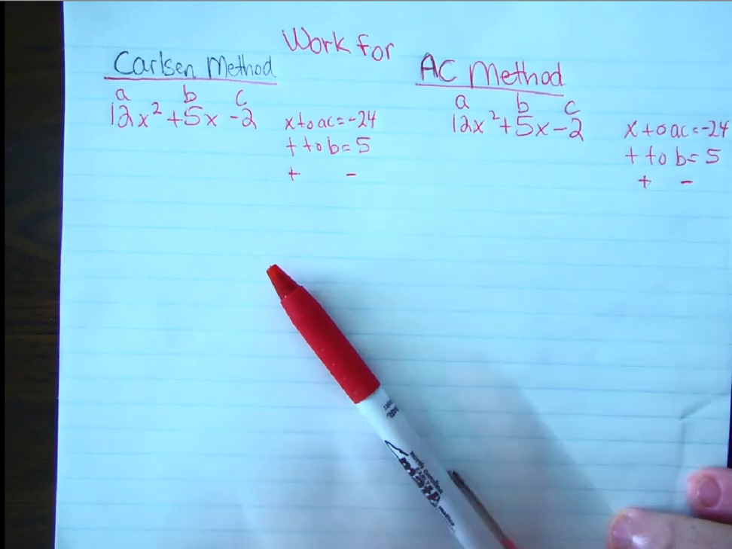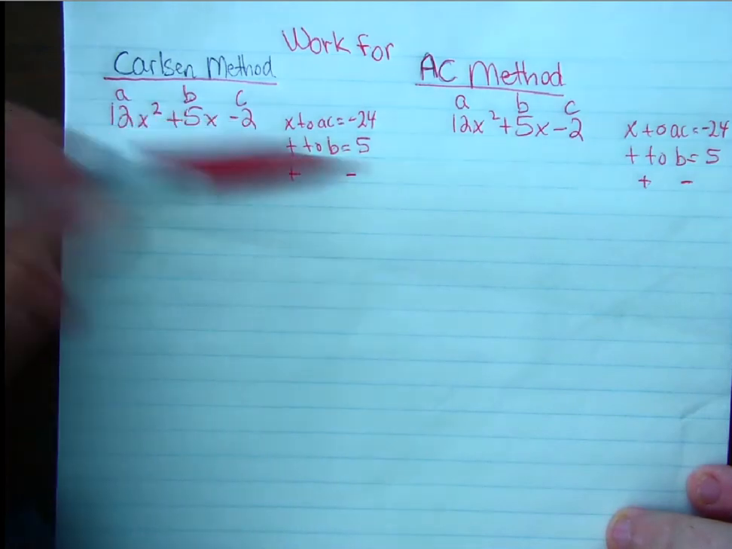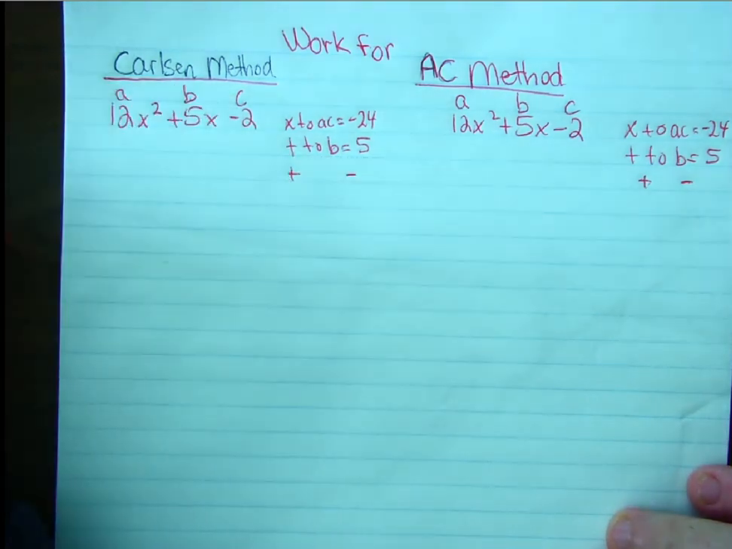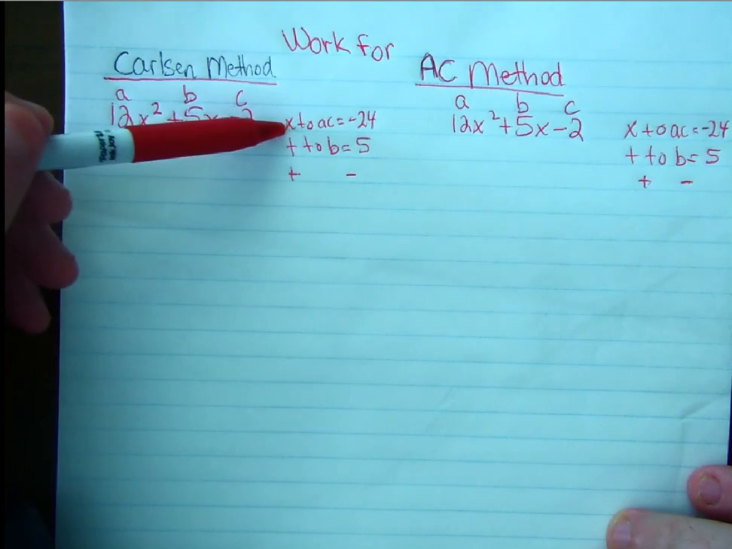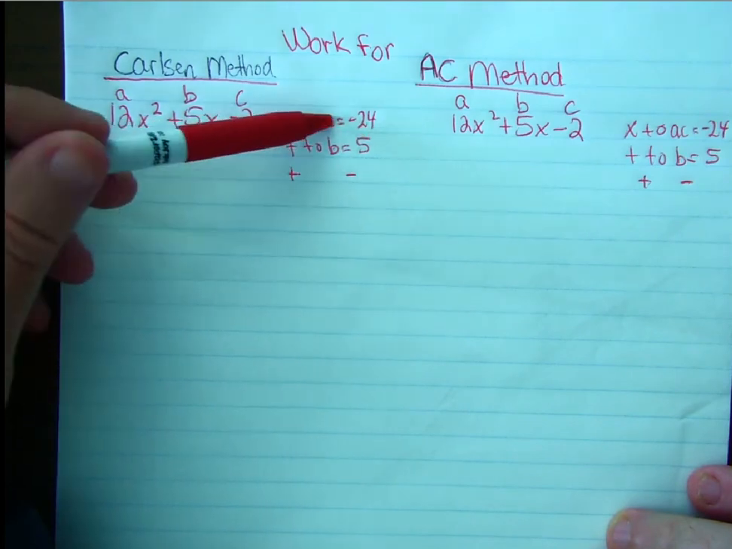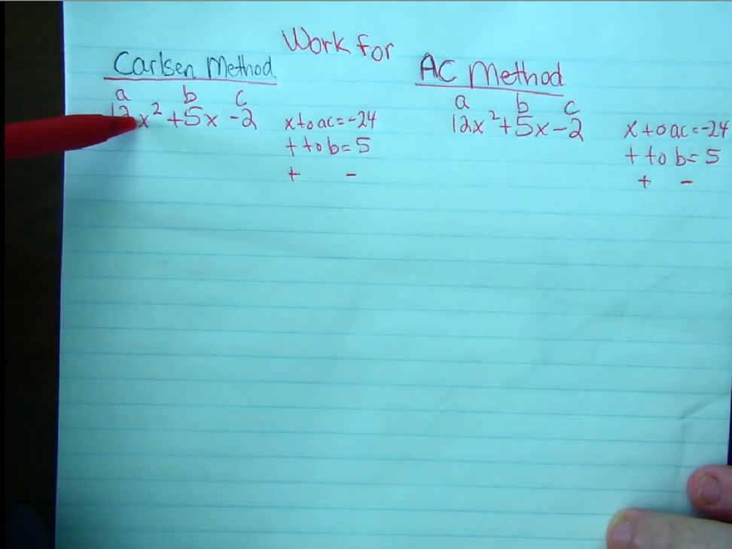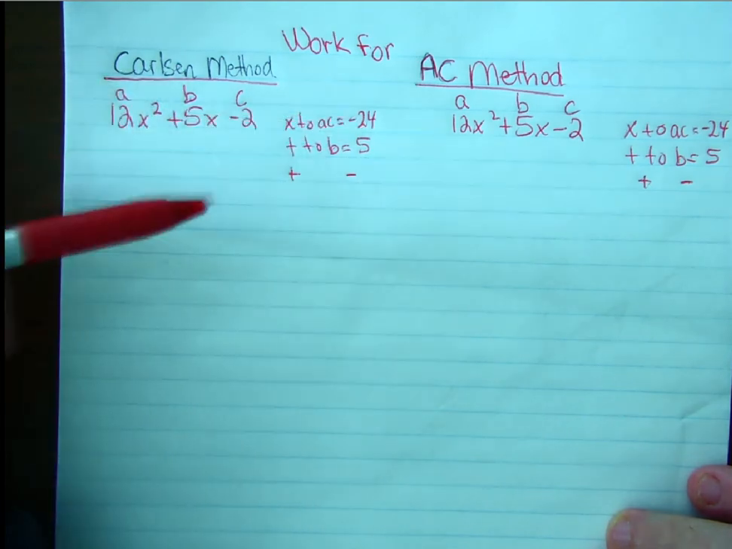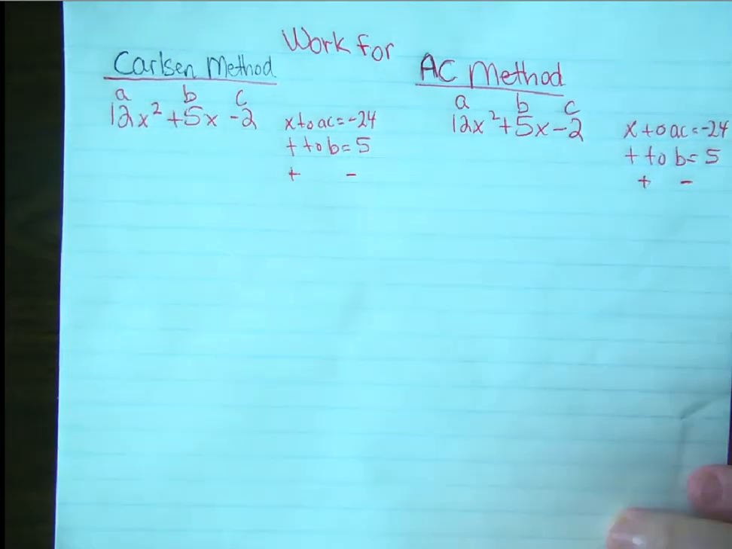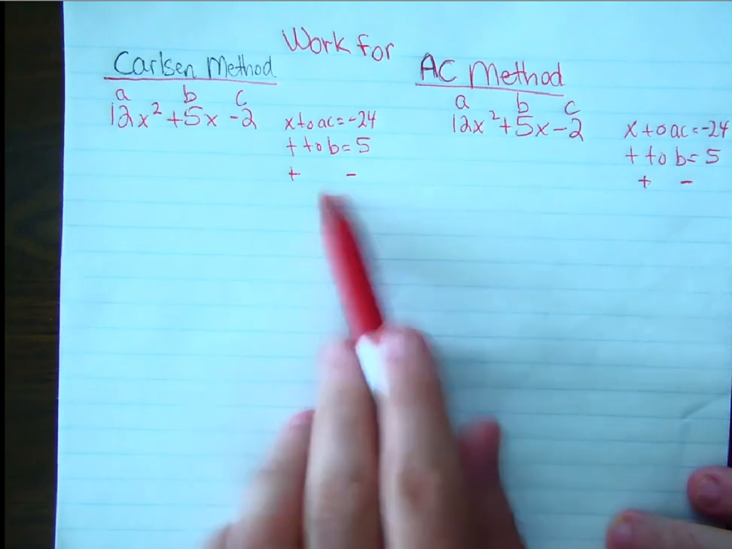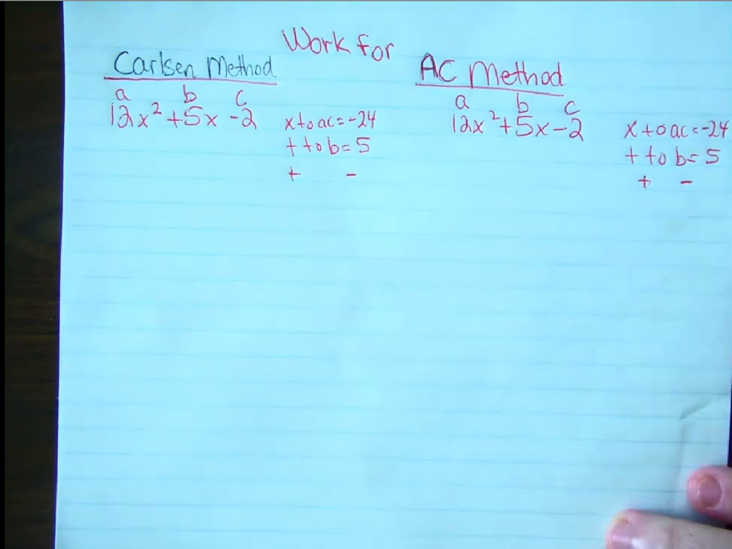So on your paper, the first thing to write down is the problem itself. Identify the A, B, and C above it. Then you see multiplies, remember that's a times sign, and X multiplies to AC, A times C, 12 times -2 is -24, adds to B, 5. You notice the exact same thing is done. The first steps of coming up with the two numbers are the same no matter what method you use: AC method, Carlsen method, or box method.